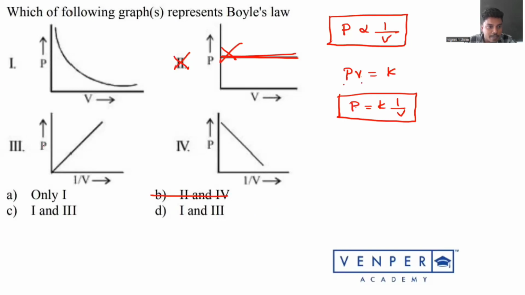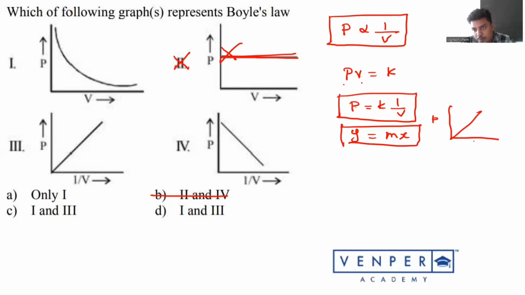Now pressure is proportional to 1 by V. So see, this is y equals mx. Whenever y is equal to mx, it's a straight line through the origin, right? This is P and this is 1 by V. This is correct, therefore option 3 is correct. Pressure increases, pressure decreases, volume increases. Therefore, options 1 and 3 are correct, representing Boyle's law. Therefore, option C is correct.